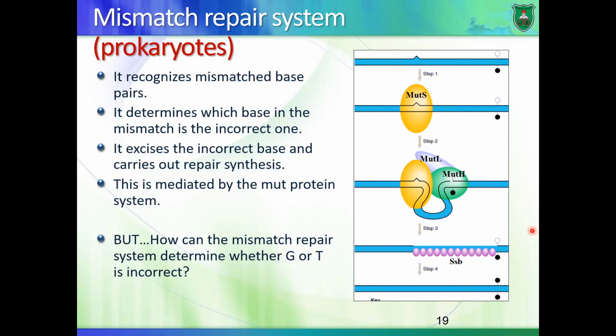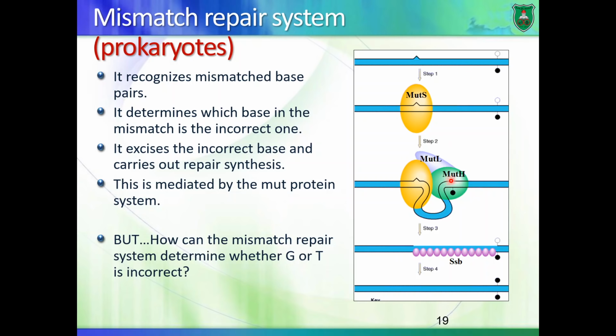So let's say here that you have a mismatch in bacteria. Again, we always start with bacteria. So you have a mismatch right here. Now you have a group of proteins known as Mut proteins. Okay, MutS, MutL, MutH, whatever. All they do is the following. They make a single cut, a single nick right here.